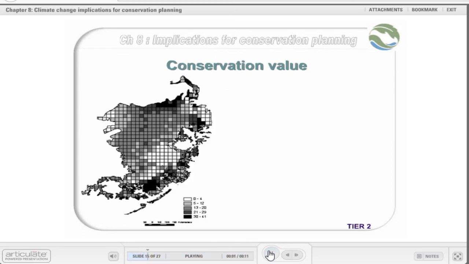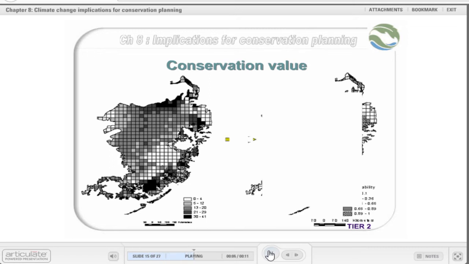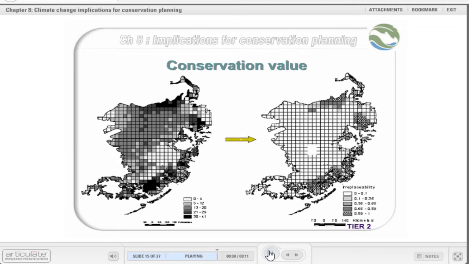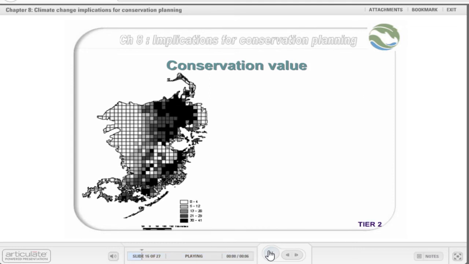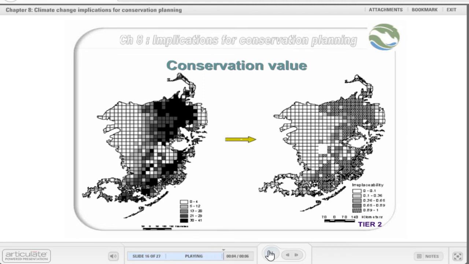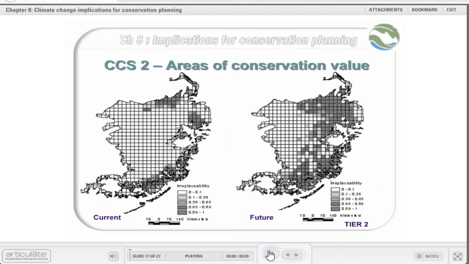This example, from the grasslands of South Africa, shows the conservation value of grid cells, measured as irreplaceability, for the current distribution of a suite of species. This next slide shows the conservation value for the future predicted distribution of these same species. One can use these two products, their differences, and their overlap in a conservation plan.